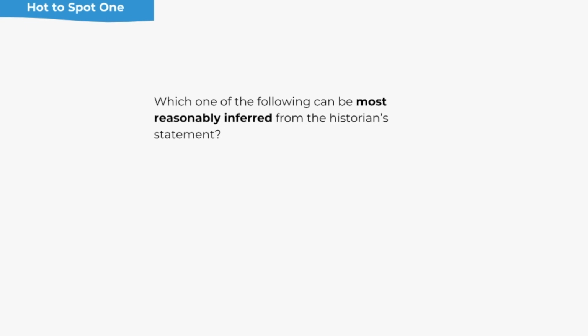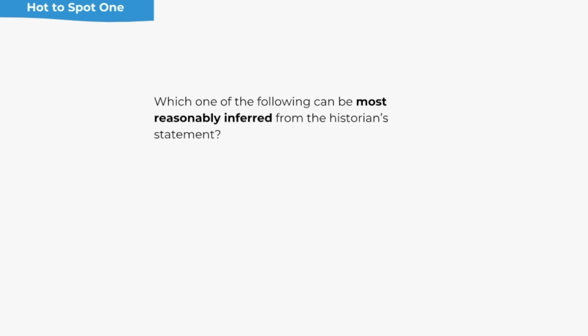Now, the word inference or inferred can be tricky because if they're asking you for what can be inferred, they're asking you for what must be true. But if they're asking you for what can be most reasonably inferred, that's a most supported question. And so the big difference between a most supported question and a must be true question is the degree of certainty that you have over the answer choice. If the question is asking you for what absolutely positively has to be true, it's a must be true question. But if the question is asking you for something that is supported by the statements but doesn't necessarily have to be true, then it's a most supported question.